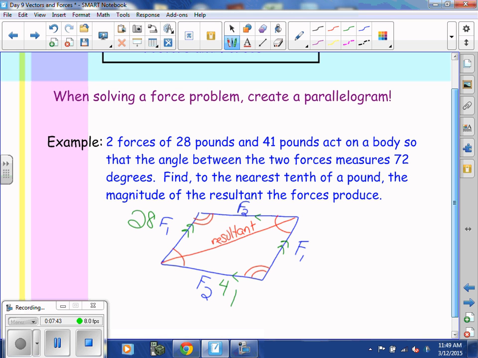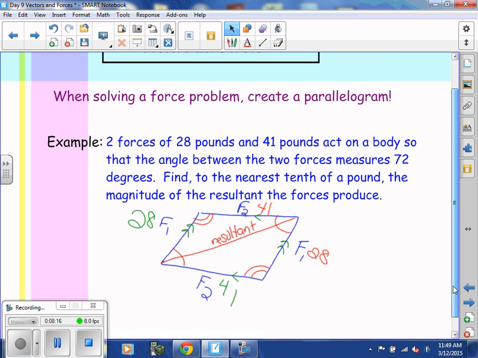Picture our hands. Here's Carly's hand. Here's my hand. We're acting and we're making some kind of movement here. So this is the angle we're operating on. So two forces of 28 pounds and 41 pounds act on the body so that the angle between the two forces measures 72. Find to the nearest tenth of a pound the magnitude of the resultant of the forces produced. Okay, so let me come over here.